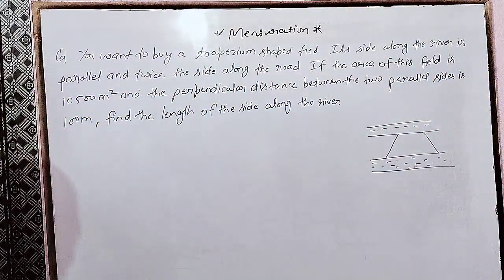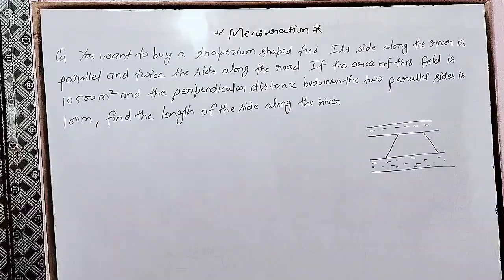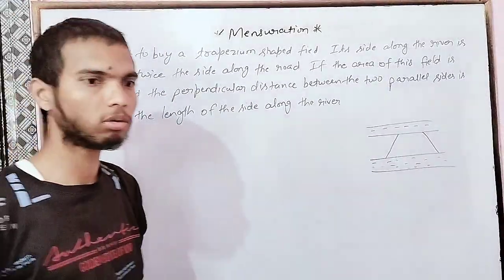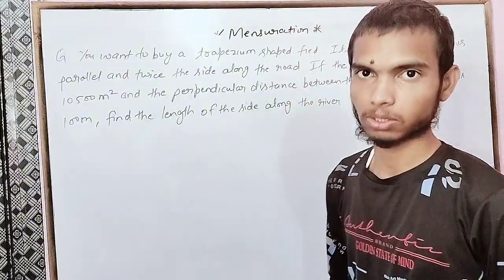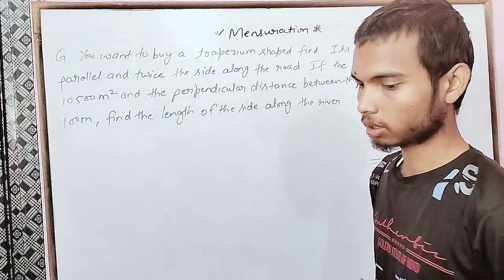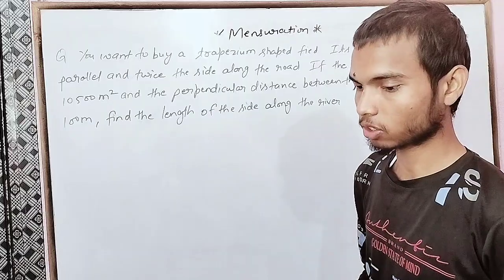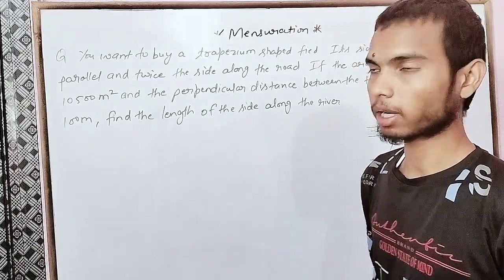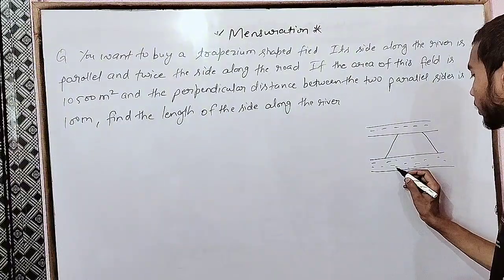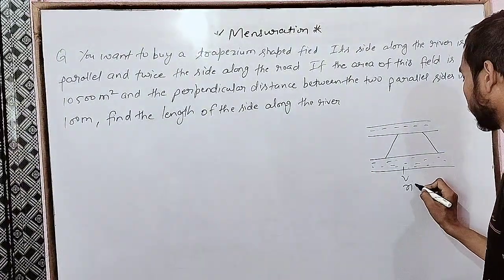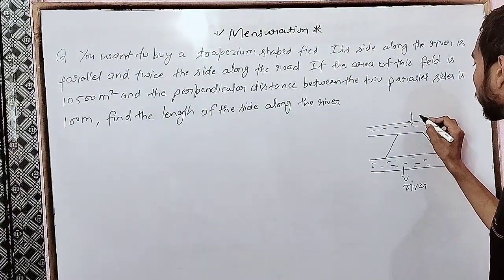This is the figure. The question is about the area of a trapezium. You want to purchase a land which is in the shape of a trapezium. One side is along the river. This is the river side, and this is the road view.